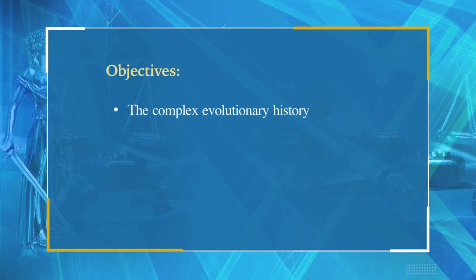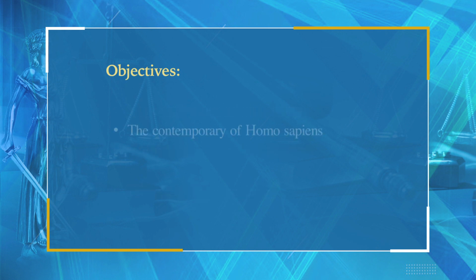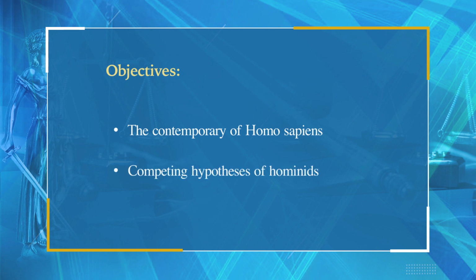There are different objectives of the study. These objectives are to know about the complex evolutionary history, the evolution from Homo erectus to Homo sapiens, the contemporary of Homo sapiens, and then we will also be talking about the competing hypotheses of hominids.